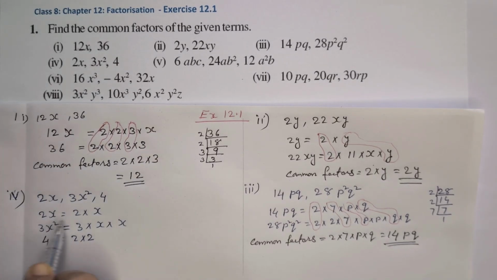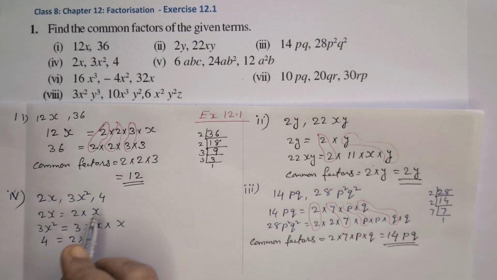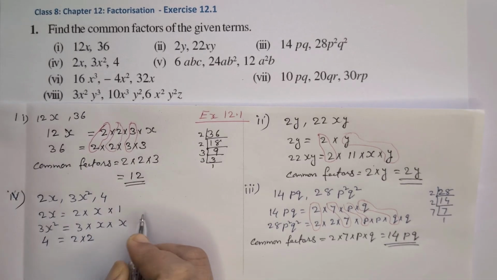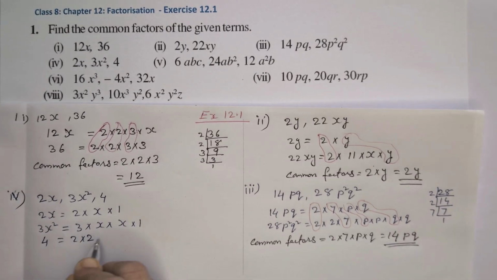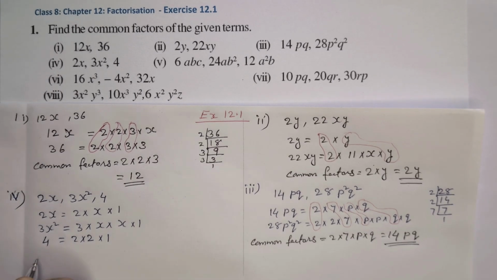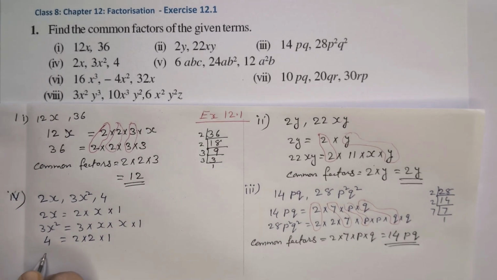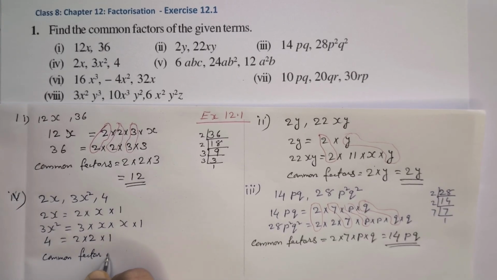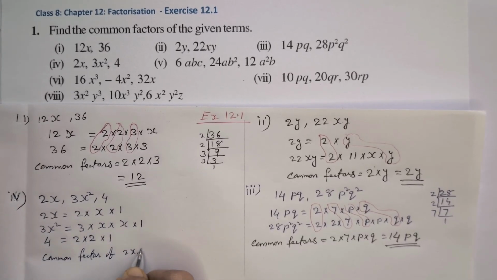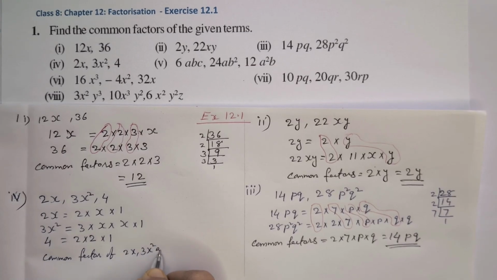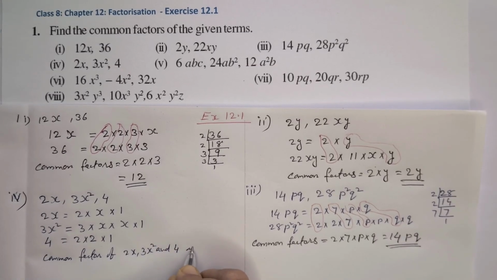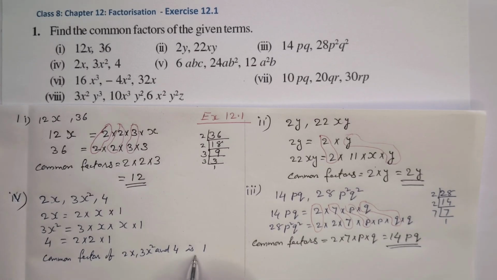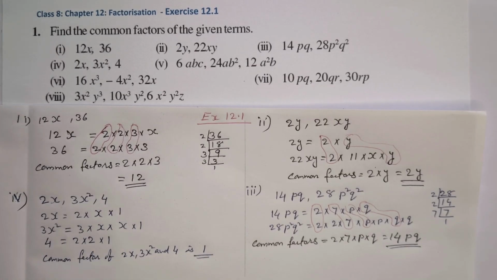Next question, fourth one, 2x, 3x square, 4. Here 2x we can split as 2 into x, 3x square as 3 into x into x, 4 is equal to 2 into 2. We can see there is no common term. But 1 is a factor of each and every number, so we can put that as 1. If there is no other common factor, then the common factor of the terms 2x, 3x square and 4 is 1 only.